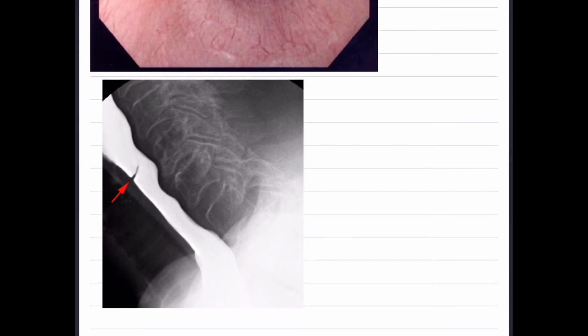This is the barium swallow image. You can see there is a filling defect. There is a smooth filling defect in the upper esophagus, post-cricoid region. So this constriction is due to esophageal web, and there will be proximal dilatation because of the dysphagia.